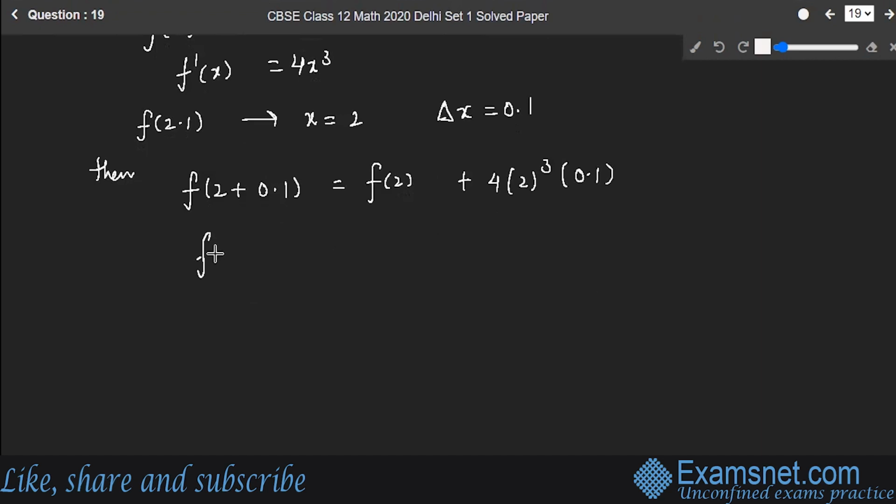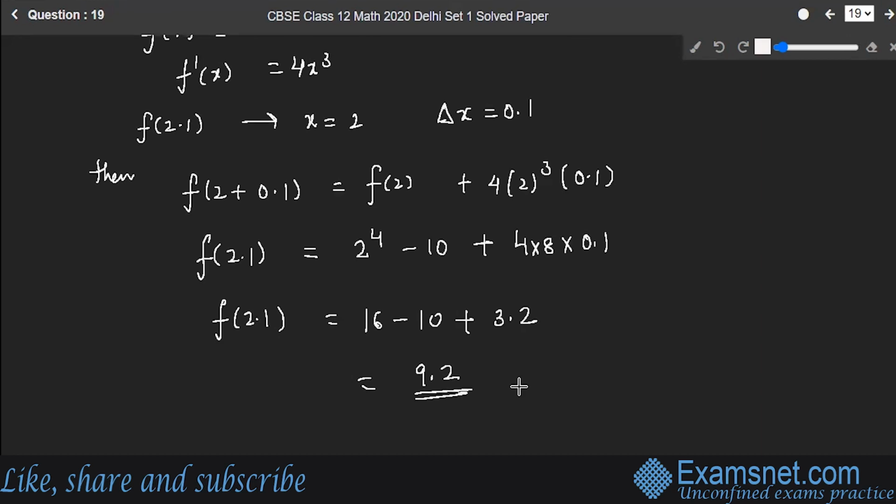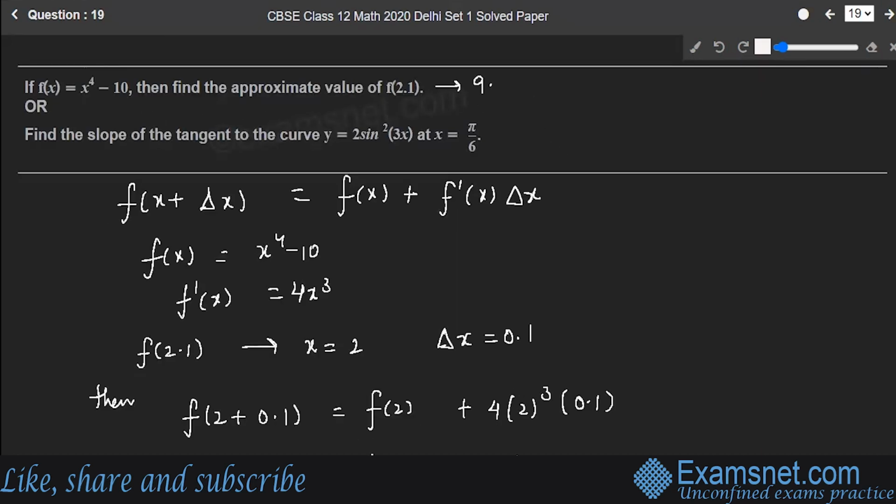So this gives me f of 2.1 is equal to 2 raised to power 4 minus 10 plus 4 into 8 into 0.1, right? So f of 2.1 will be equal to 16 minus 10 plus 3.2, which gives you the answer as 9.2. So this is the answer to the question. 9.2 is the approximate value of this function. Hope you understood that.